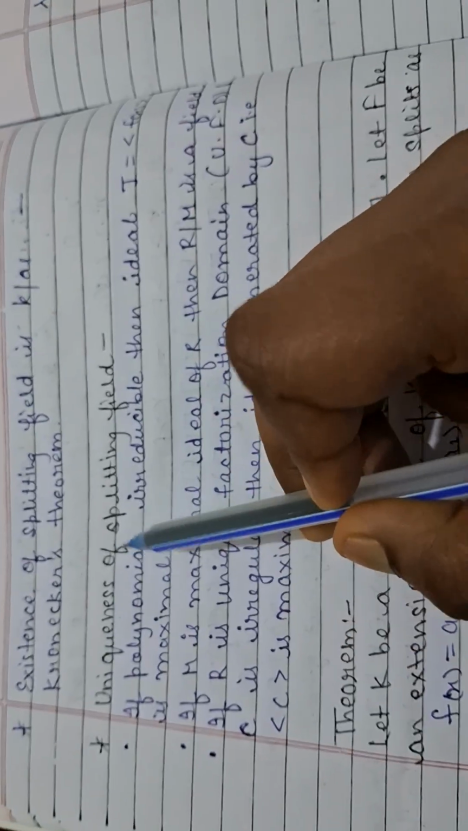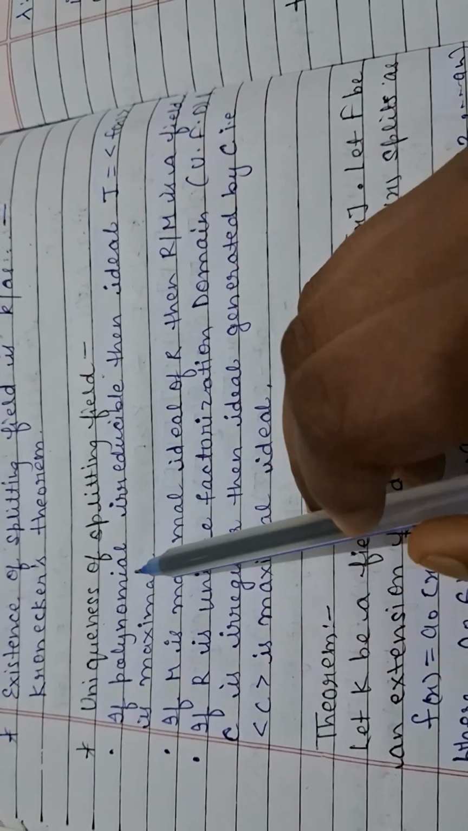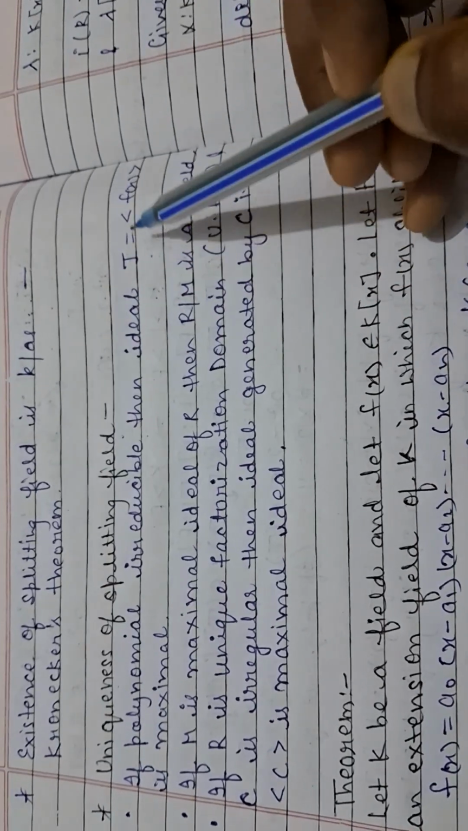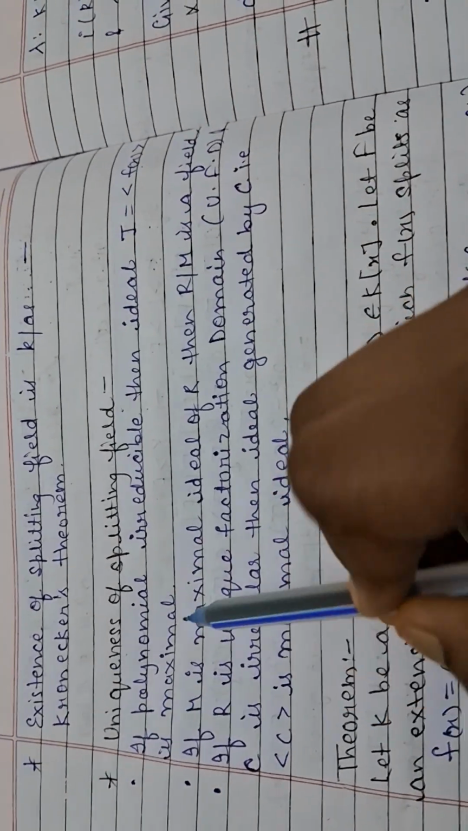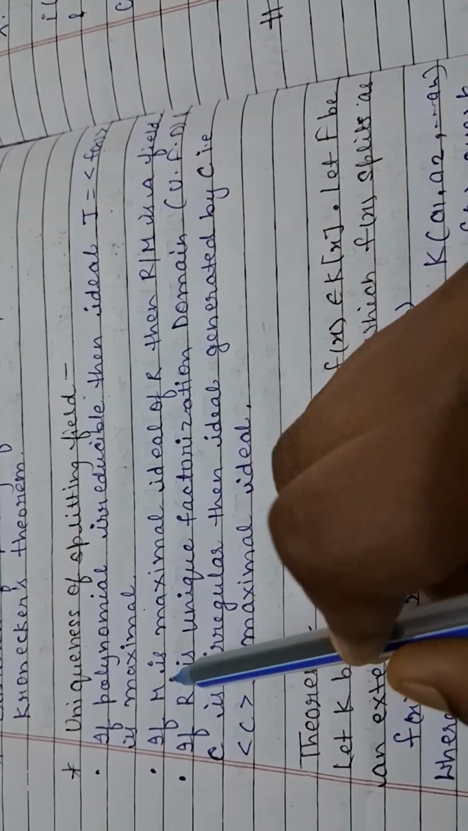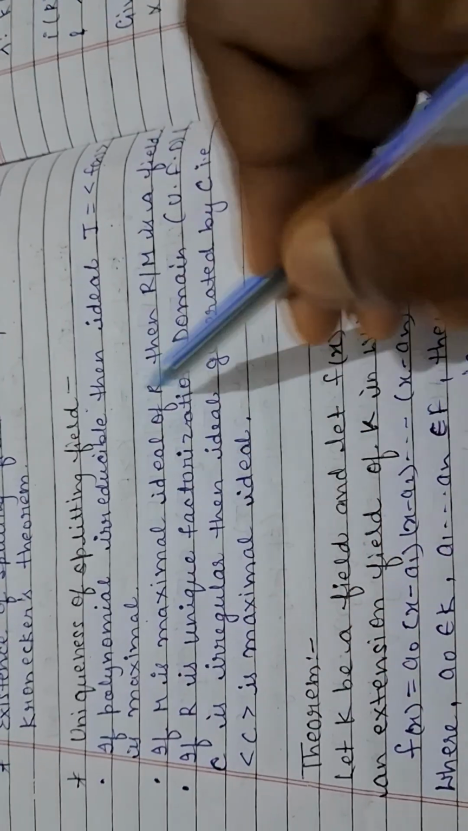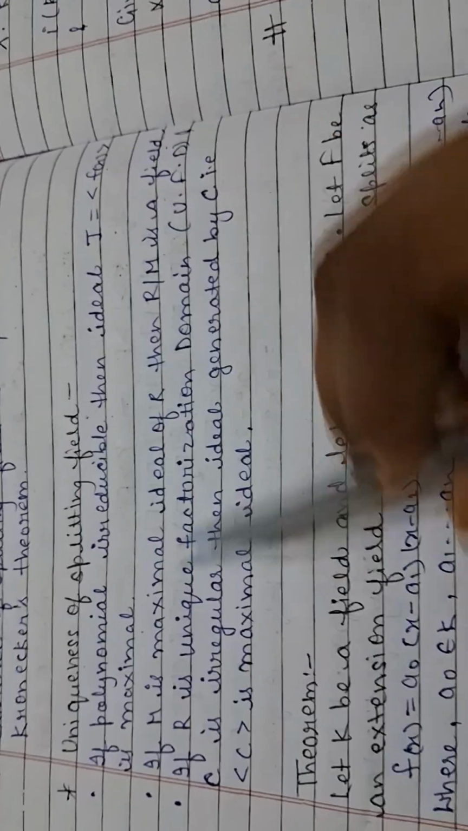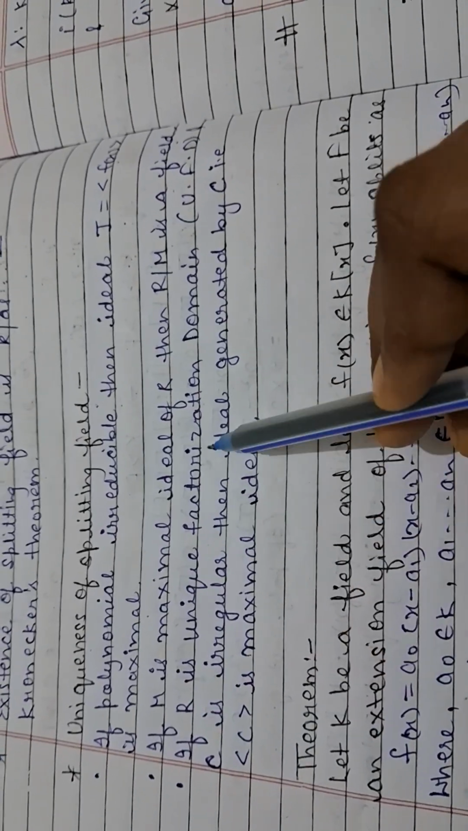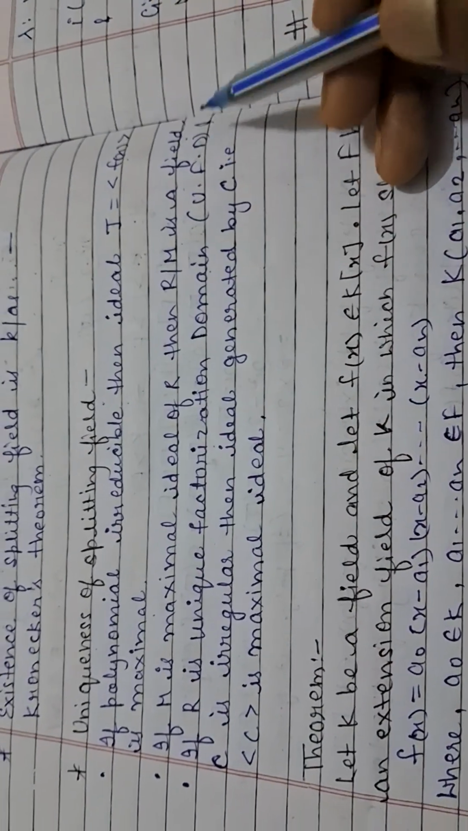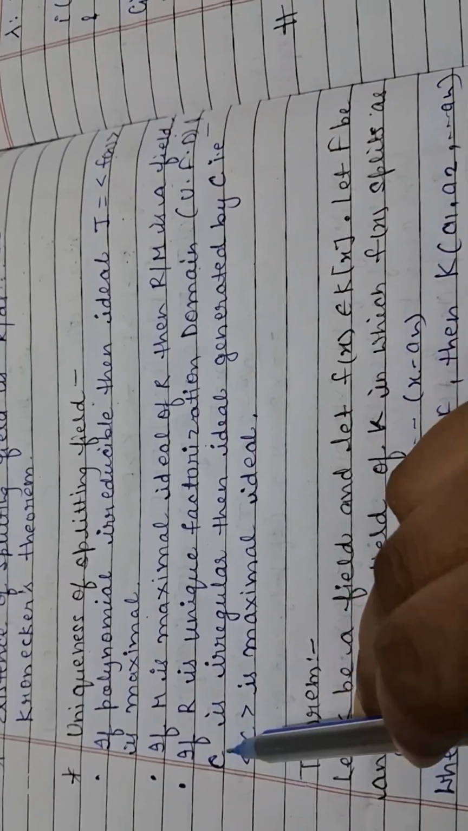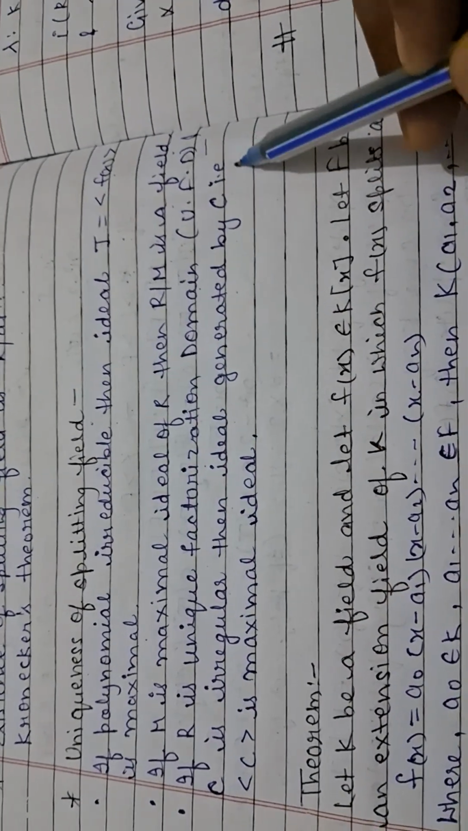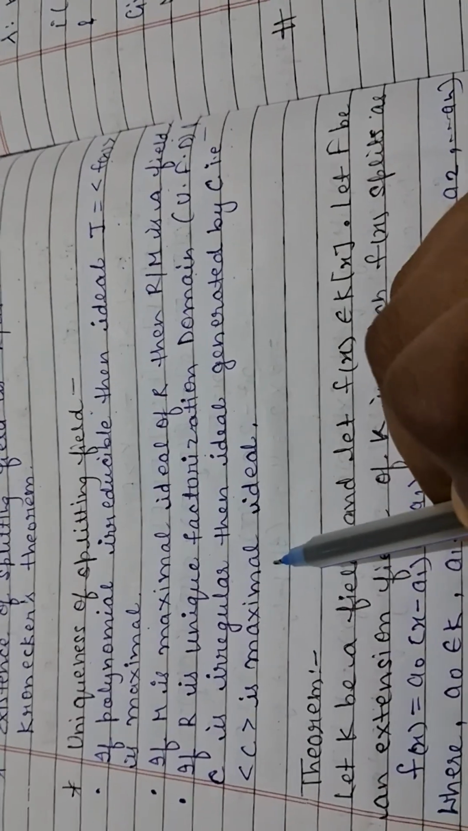Now, uniqueness of a splitting field. If a polynomial is irreducible, then the ideal I = <f(x)> is maximal. If M is a maximal ideal of R, then R divided by M is a field. If R is a unique factorization domain and c is irreducible, then the ideal generated by c, that is <c>, is a maximal ideal.